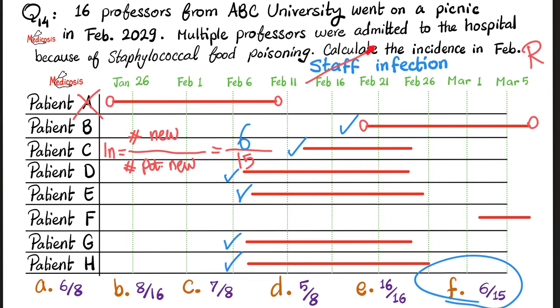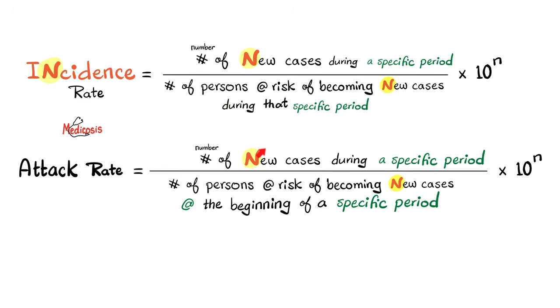You know what? This question should have more accurately said, calculate the attack rate during February. Why? Because the attack rate is the number of new cases during a specific period over the number of persons at risk of becoming new cases at the beginning of February, which excludes the professor from the denominator. But for that previous case, whether it said incidence or calculate the attack rate, it's the same answer.